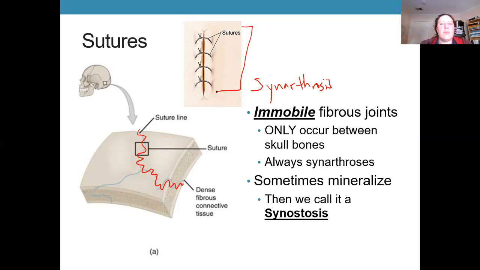And then we changed the name because now it's not collagen fibers anymore. So we call that a synostosis, because now there's bone connecting it. So that os or osteo comes into play.